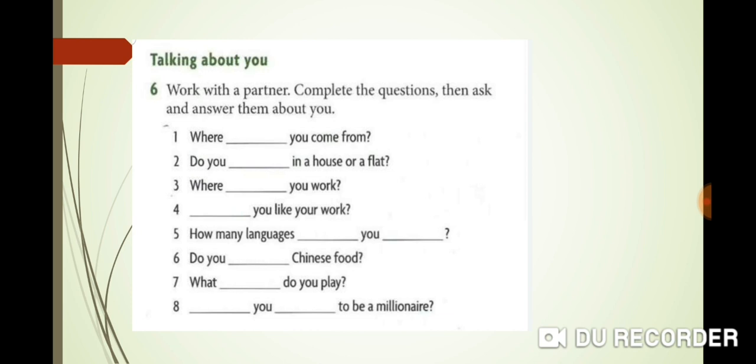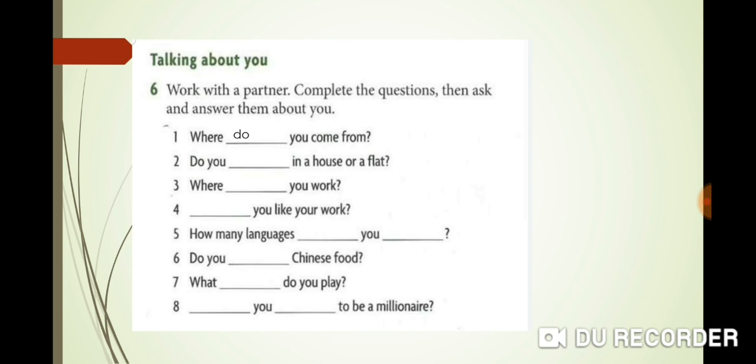Now we have to put in these blanks either a verb or an auxiliary verb. You know that in simple present tense, we have the auxiliary verb do with the pronouns I, you, they, and we. And we use the auxiliary verb, الفعل المساعد, when we have a question or a negative sentence. عندنا سؤال أو جملة منفية نستخدم الفعل المساعد do. Number one, where do you come from? عندنا سؤال الناقص بالجملة هو auxiliary verb do.